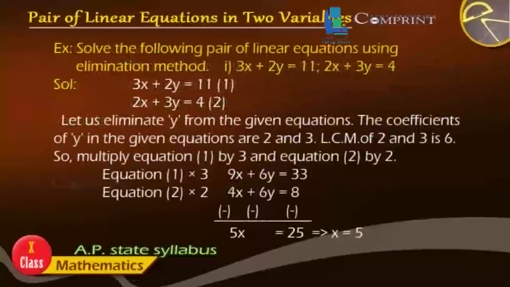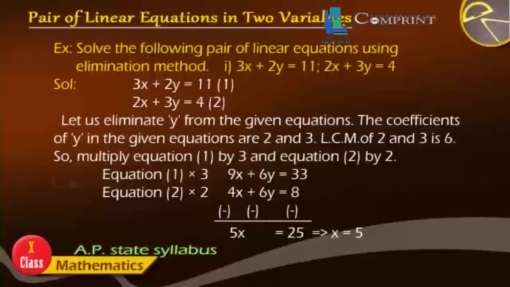Example: solve the following pair of linear equations using elimination method. 3x plus 2y is equal to 11, 2x plus 3y is equal to 4. Solution: 3x plus 2y is equal to 11, equation 1. 2x plus 3y is equal to 4, equation 2. Let us eliminate y from the given equations.